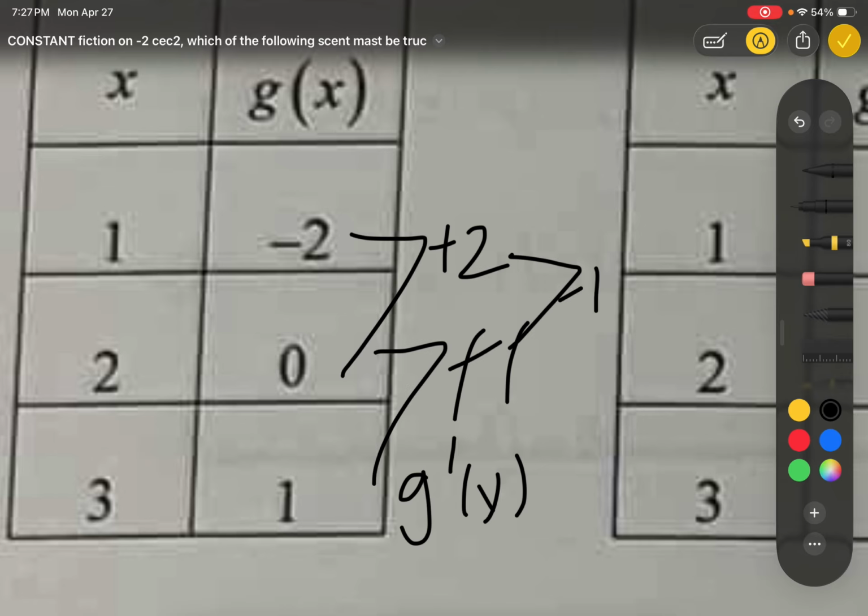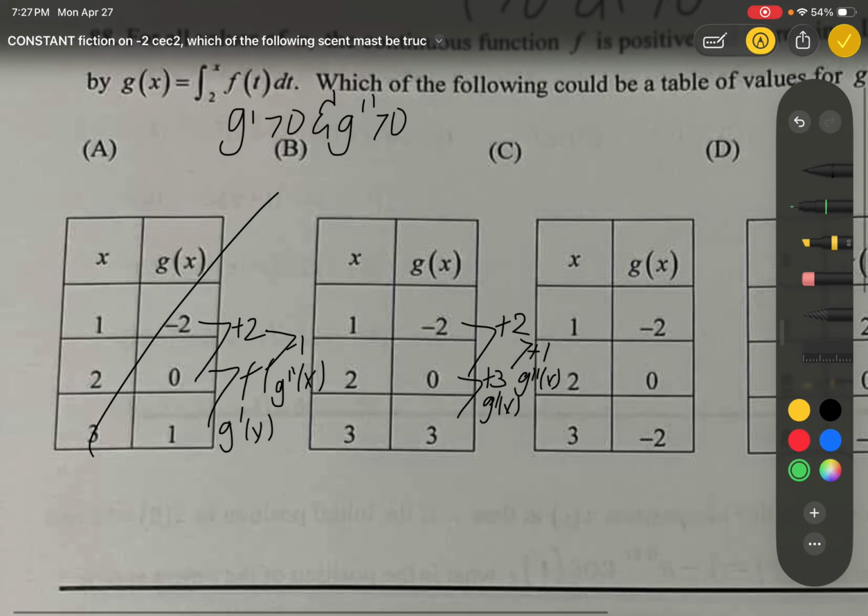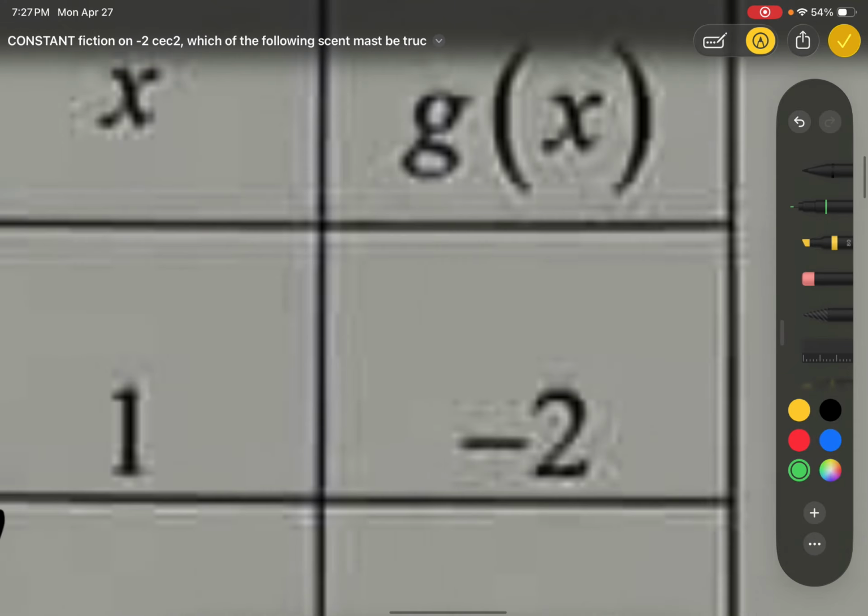From 2 to 0 is going to be positive 2. And from 0 to 3, it's going plus 3. Then you're going plus 1. G prime of x is greater than 0, and g double prime of x is greater than 0. So this is our correct answer. But let's check the other functions.